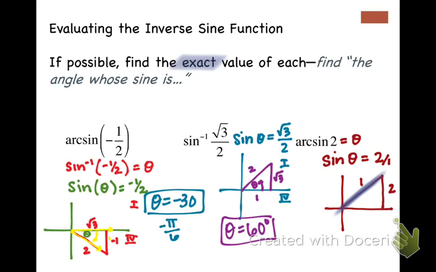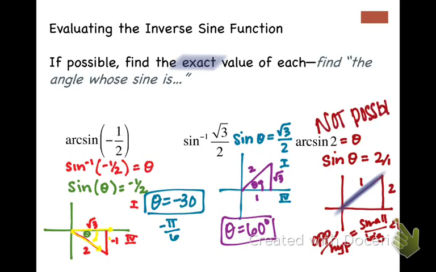This is the reason why sine's range is restricted to being between -1 and 1. It's because if it's always opposite over hypotenuse, and your hypotenuse is the longest, that means your numerator is small over something big, and that's always going to be less than 1. So this right here is not possible, which is why in the directions it says if possible, find the exact angle value. So we don't have it being possible there.